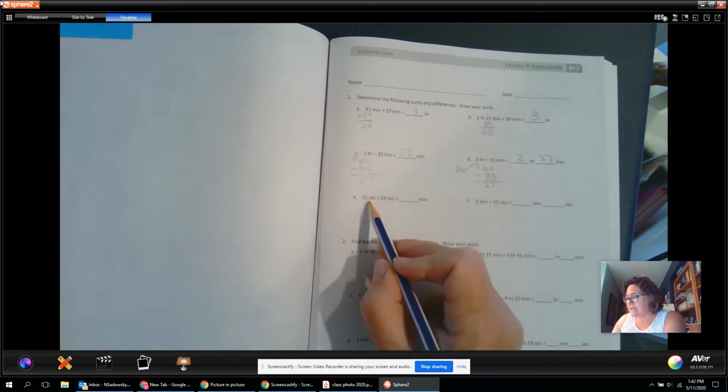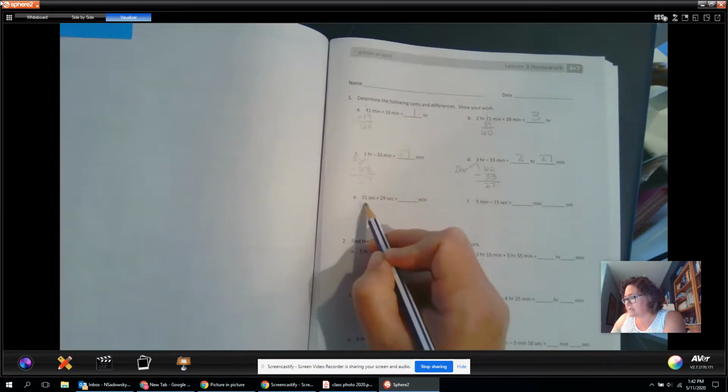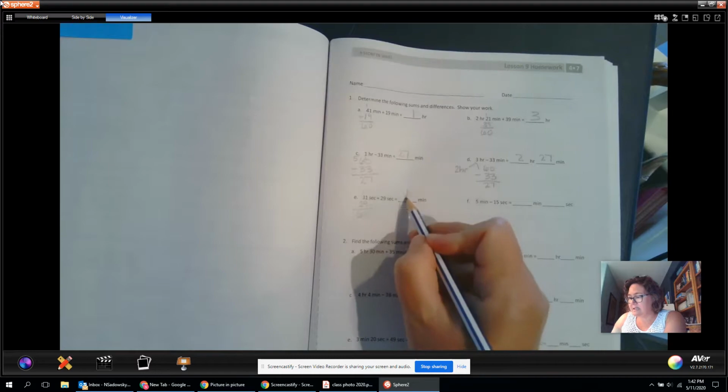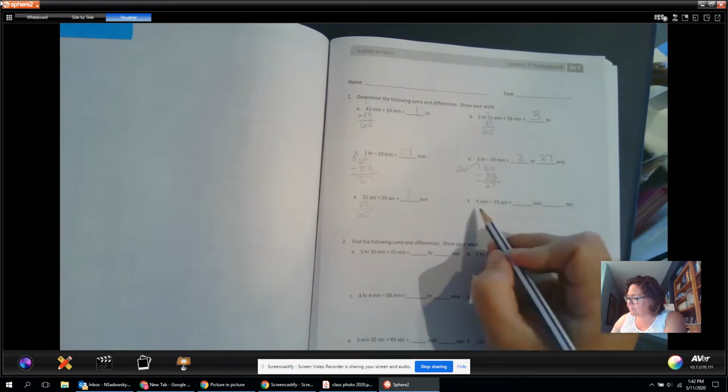Over here, we're adding seconds. So 31 plus 29. 1 plus 9 is 10. Carry that 1. You have 60 seconds. 60 seconds is 1 minute.